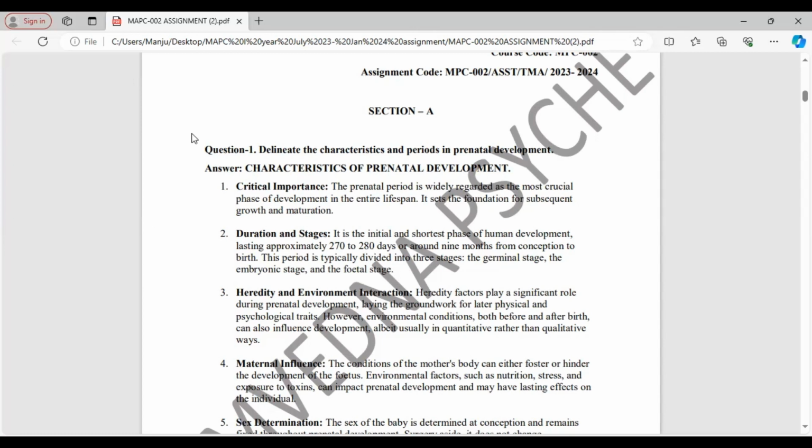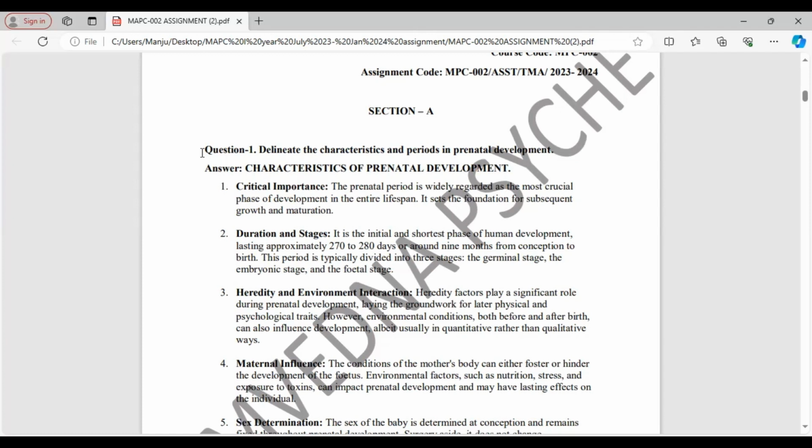Now let's start with question 1. Delineate the characteristics and periods in prenatal development. Characteristics, you can see here I have mentioned in points, giving them headings. So the first one, this is the most crucial period of the entire lifespan and sets the foundation for subsequent growth and maturation. Duration is 270 to 280 days or around 9 months. There are three stages: germinal or zygote, embryonic and fetal. Hereditary and environmental factors play a very important role.